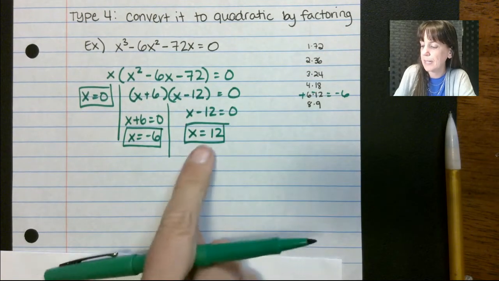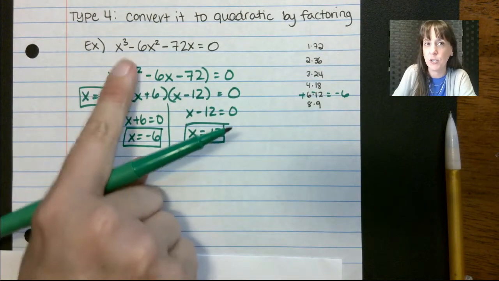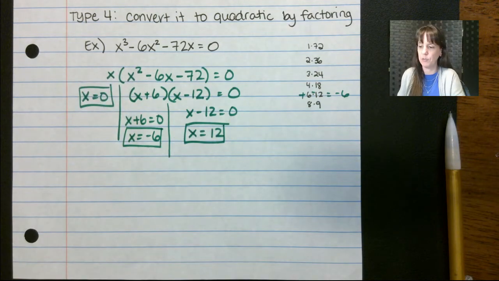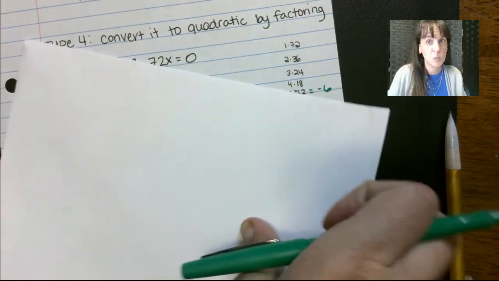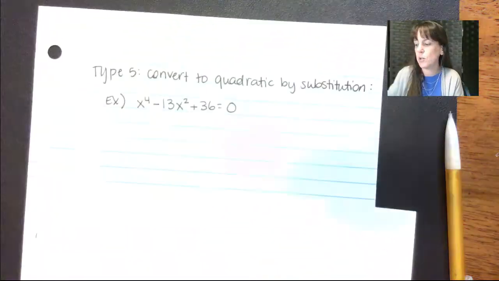All right, so how many answers do I have? 3. How many should I have? 3. Beautiful. Let's see a couple more of these special equations. So type 5. So we can convert it to a quadratic by substitution.